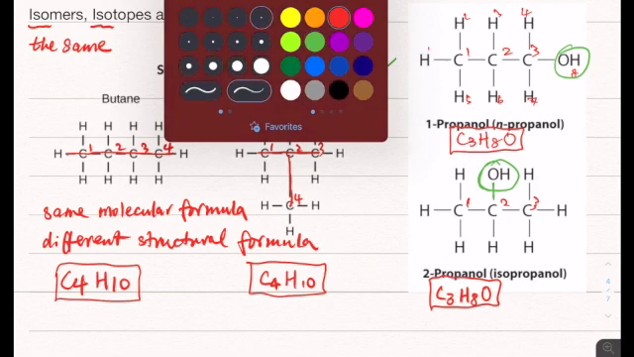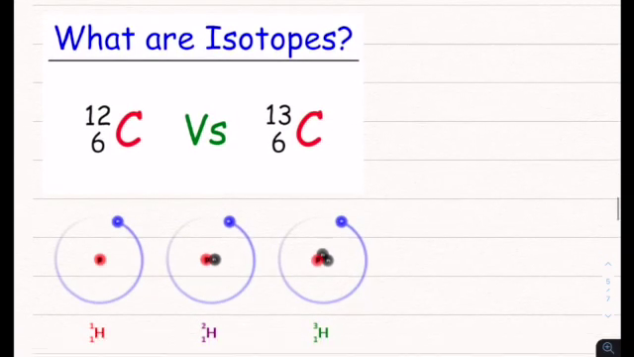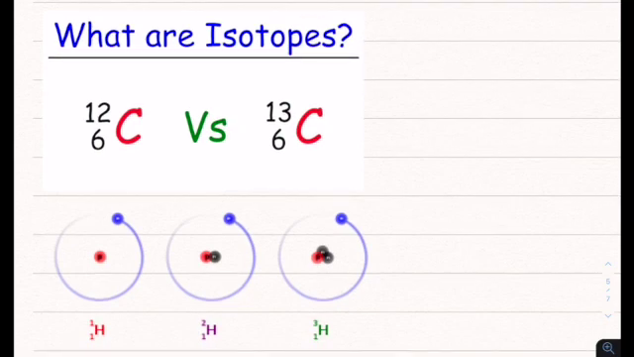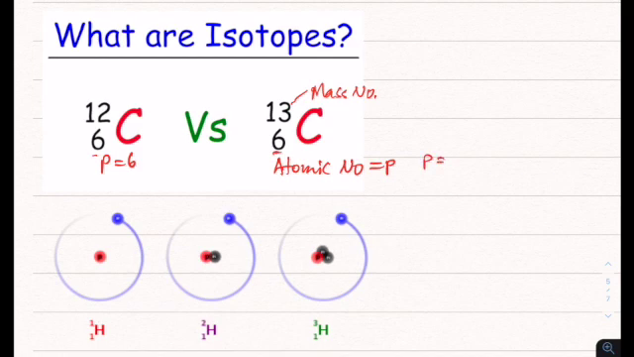And the next one is isotopes. Now, isotopes, you can see carbon 12 and carbon 13. They both have the same atomic number. This is atomic number, but they have different mass number. Now, we know from last lesson that atomic number tells you the number of protons. So if atomic number is 6, this one proton number is 6, and that one proton number is 6 as well. Now, that also tells you that the electron number is 6.